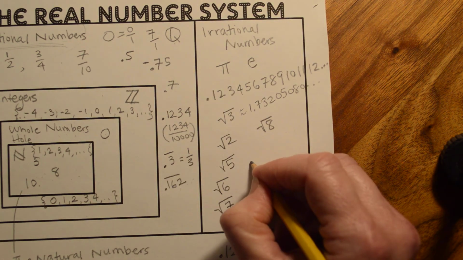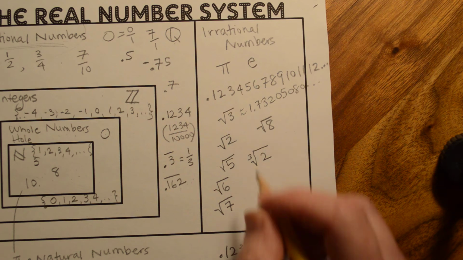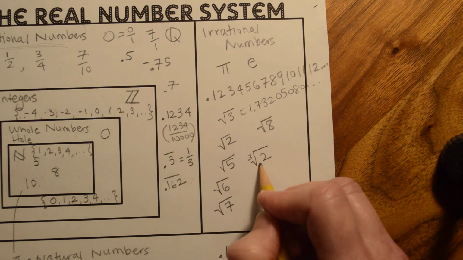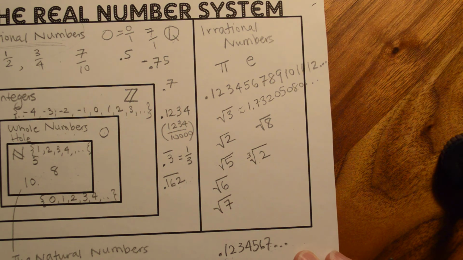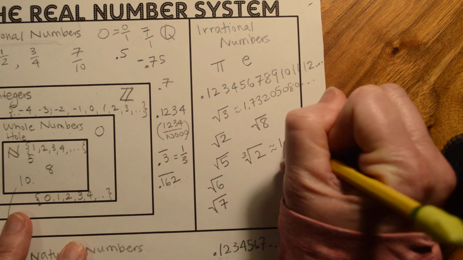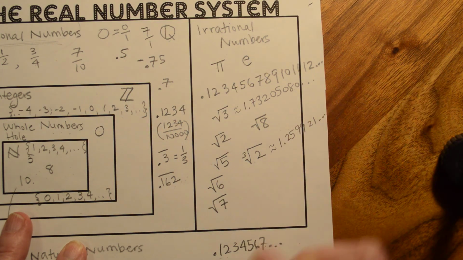We also will learn about things called cube roots. What number times itself 3 times gives you 2, for example. There is no nice number that when we multiply it together 3 times gives us 2. If I do that on my calculator, this is about 1.2599921, and again, it continues forever.